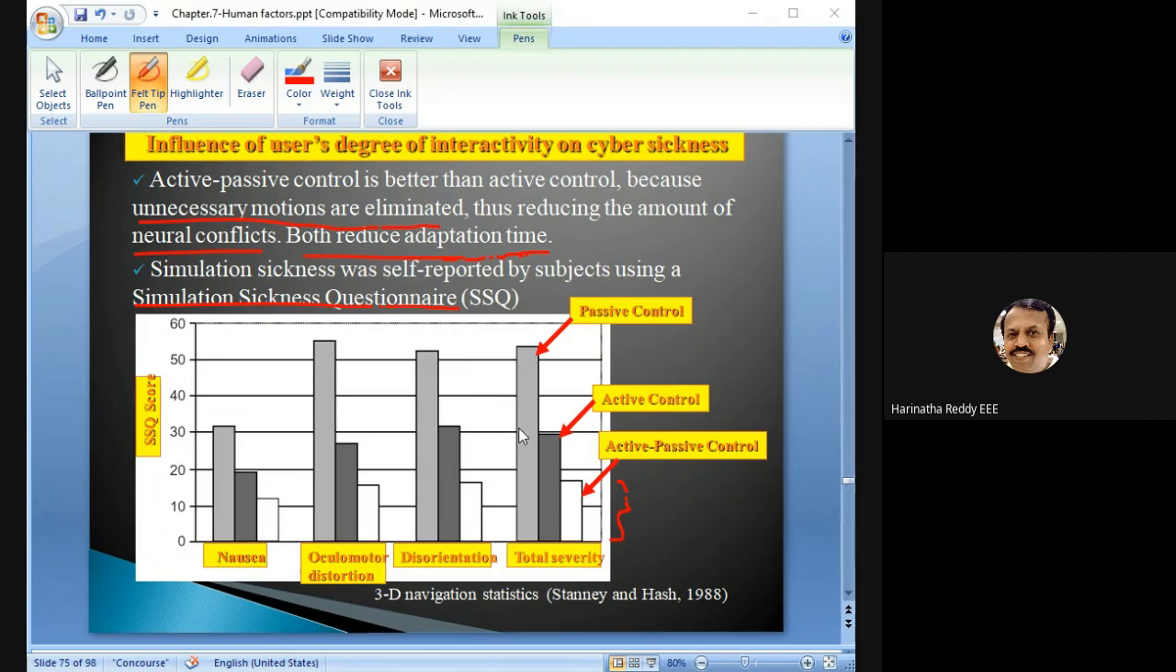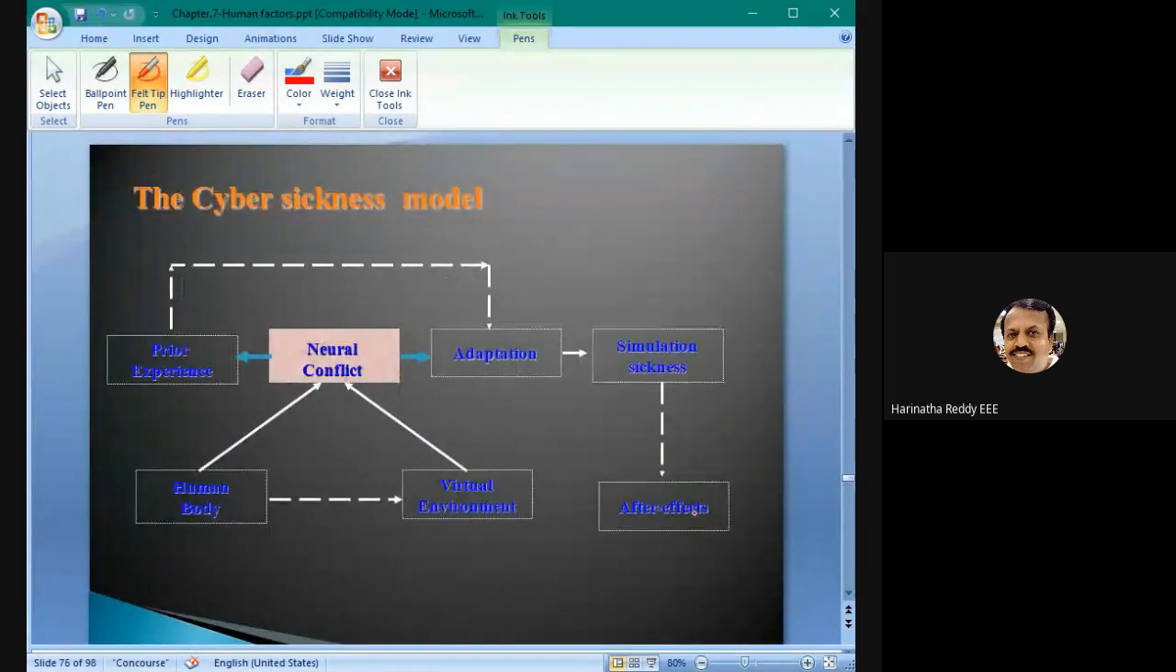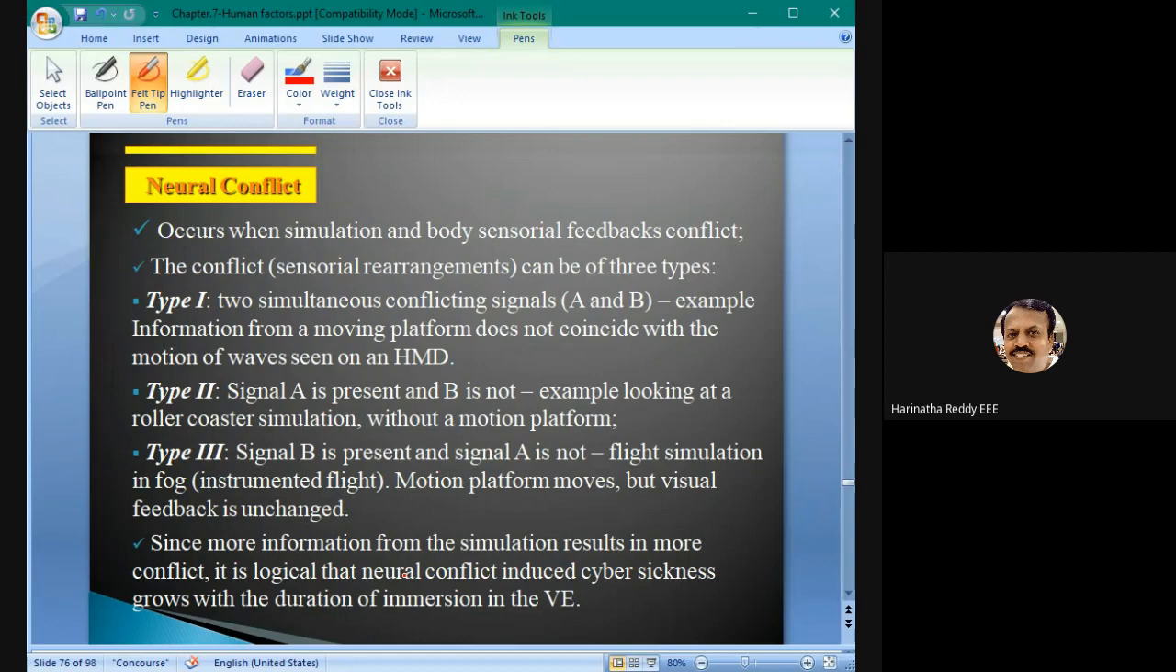I hope you understand that the degree of interactivity is very important in this case. So the next one is neural conflict. What is neural conflict? Neural conflict is nothing but the phenomenon in which the simulation and body sensorial feedbacks conflict.